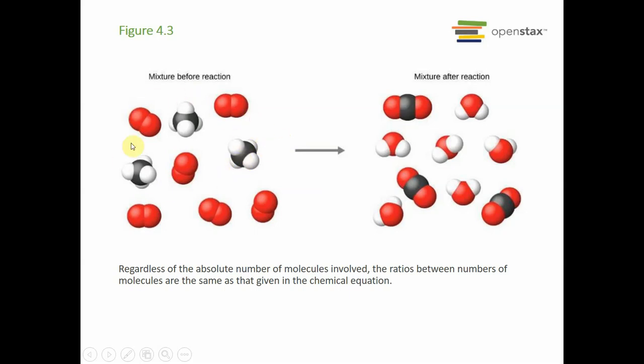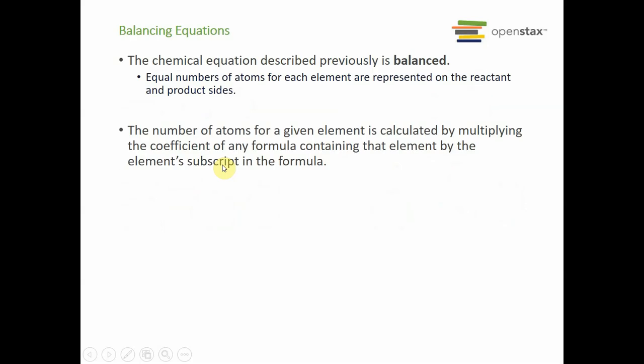So 1 unit of methane always reacts with 2 units of oxygen and yields 1 unit of carbon dioxide and 2 units of water, regardless of what those units are. In this case, it's 3. The unit is 3. The chemical equation described previously is balanced. That is, equal numbers of atoms for each element are represented on the reactant and product sides.